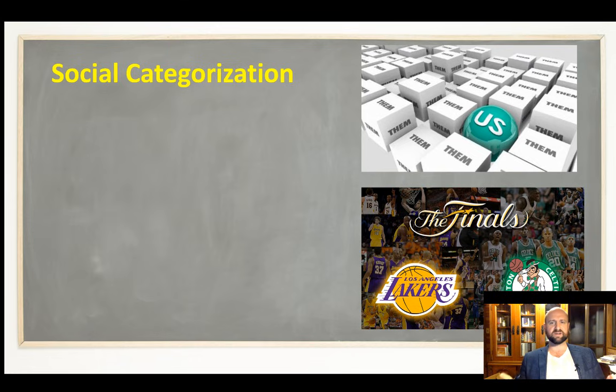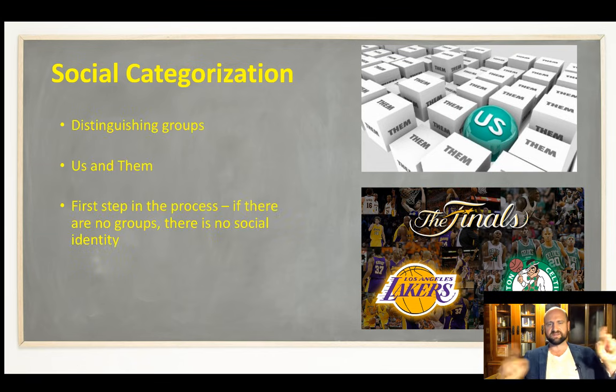So social categorization, I would argue, is the first step of the process. We're categorizing, we're putting things into categories, we're putting people into categories. My in-group and the out-group, right? So we're distinguishing us and them, in-groups and out-groups. This is the first step in the process. If we're not thinking about groups, then social identity theory doesn't work.